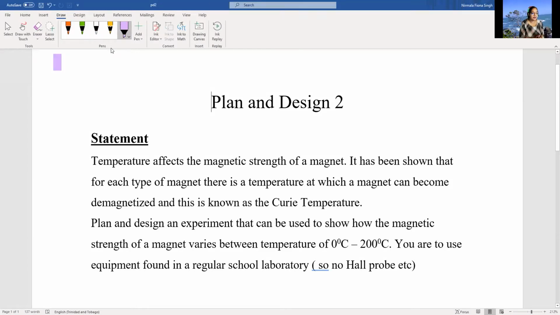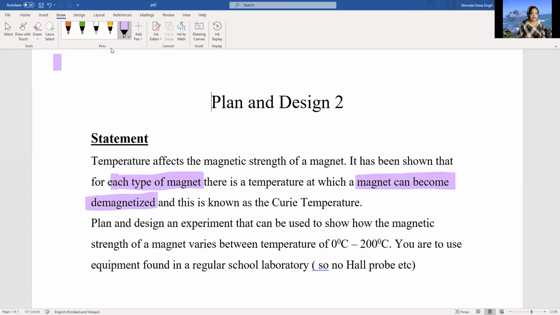Temperature affects the magnetic strength of a magnet. That is true. When it's too hot, our magnetic dipoles start to get too energetic and they lose their alignment. Remember, for a magnet to work, all our dipoles have to be aligned in the same direction. But once those magnetic dipoles start going in all kinds of other weird directions, we are going to lose our magnetism because we've lost the alignment of our magnetic dipoles. So it has been shown that for every type of magnet that exists, there is a temperature at which that magnet can become demagnetized.